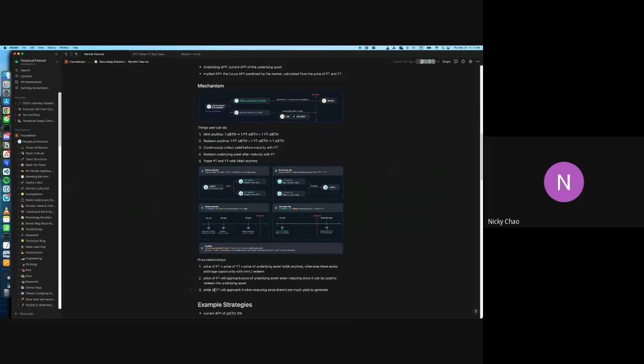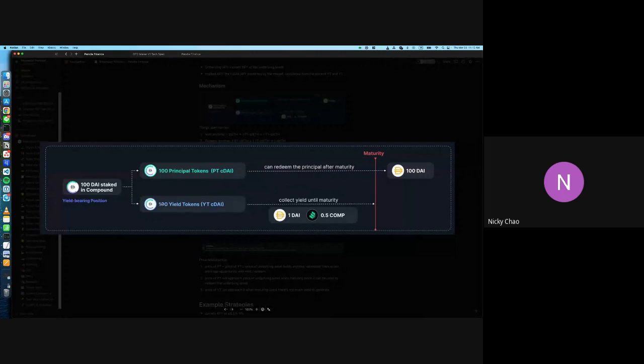And the third price rule is that the price of YT will slowly become zero during the maturity time. Because if you hold 100 YT token, you basically enjoy the yield of 100 DAI, right? But after time passes, the yield becomes less and less. So after the maturity, you will not get anything. So the price of the YT token will basically decrease to zero during the whole period.